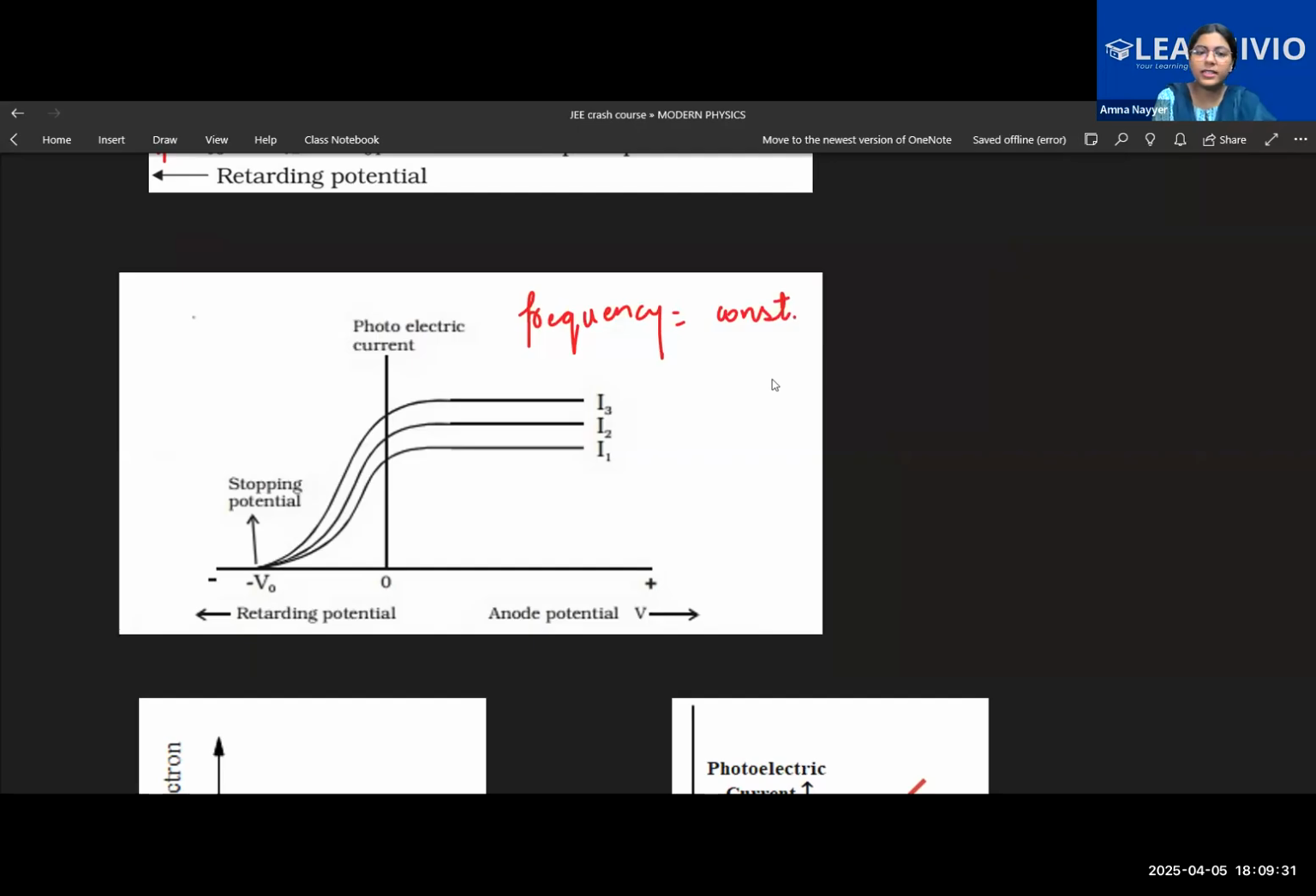In this graph, the frequency is kept constant. So this is the stopping potential. Here frequency was kept constant. Different intensities were obtained, and the stopping potential was the same. For the same value of stopping potential, current was obtained. So you can see different intensities are coming for it.